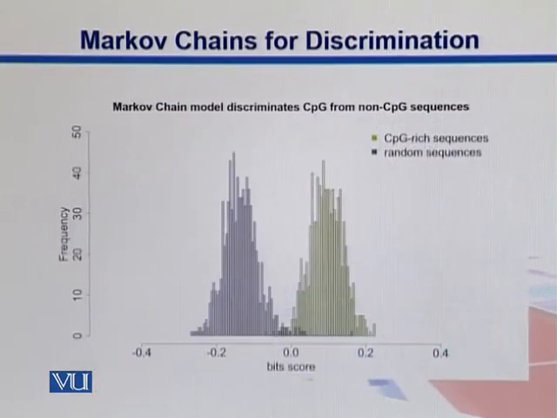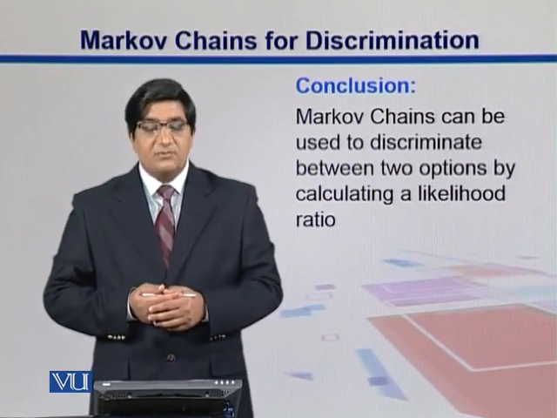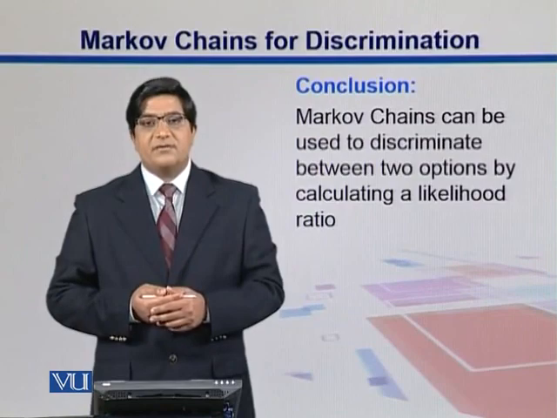So in this plot, we see that we have some CpG rich sequences and some random sequences. When we compare them, the bit scores are higher for the CpG rich regions, and the bit scores are lower, our negative numbers, where we have those random sequences. So we hope that this technique works. Markov chains can be used to discriminate between two options, and we can calculate their likelihood ratio and compare them.